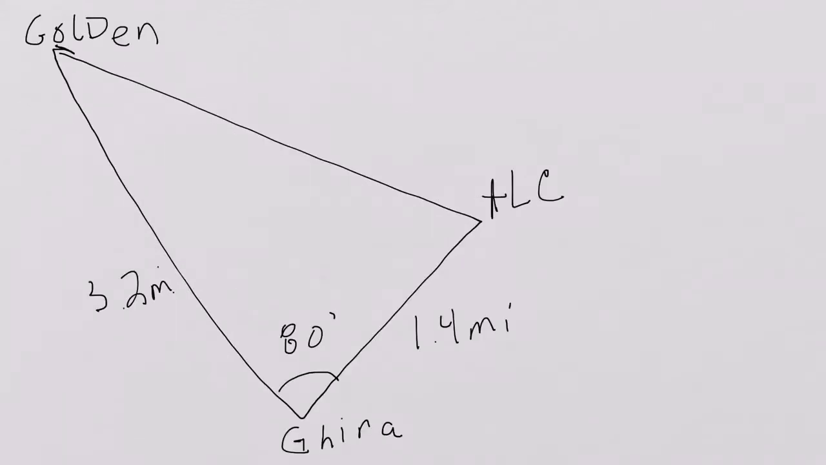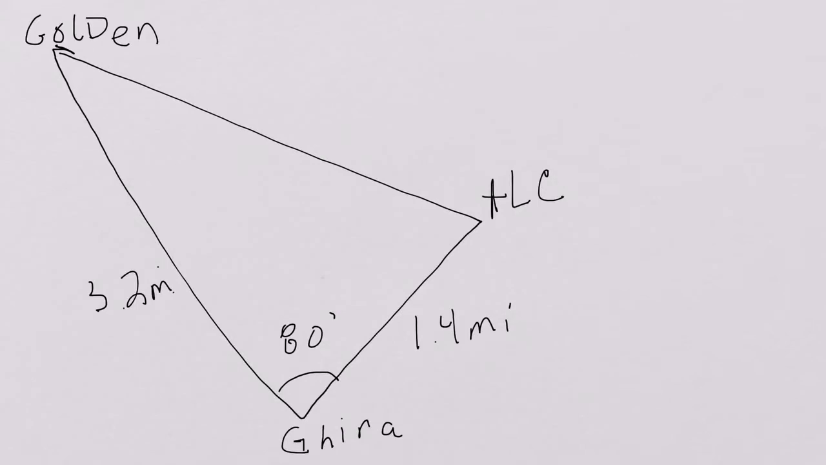Okay, number 5. Number 5 reads, from Ghirardelli Square in San Francisco, you can see the Golden Gate Bridge and Alcatraz Island. The angle between the sight lines to these landmarks is approximately 80 degrees. If the approximate distance from Ghirardelli Square to the Golden Gate Bridge is 3.2 miles and to Alcatraz is 1.4 miles, how far is Alcatraz Island from the Golden Gate Bridge?